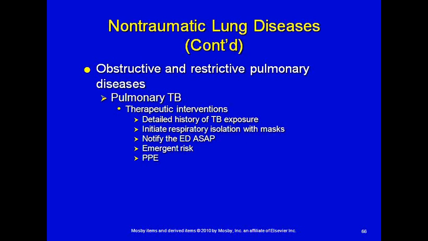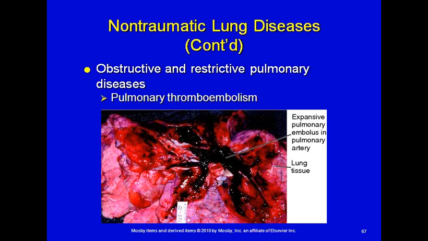To treat a patient with tuberculosis, we want to get a detailed history of potential for TB exposure, and then initiate respiratory isolation, droplet precautions with masks. Notify the ED ASAP if you believe the patient has tuberculosis, as it's an emergent risk. It's a droplet infection risk, so wearing a mask and having the patient wear a mask is extremely important.